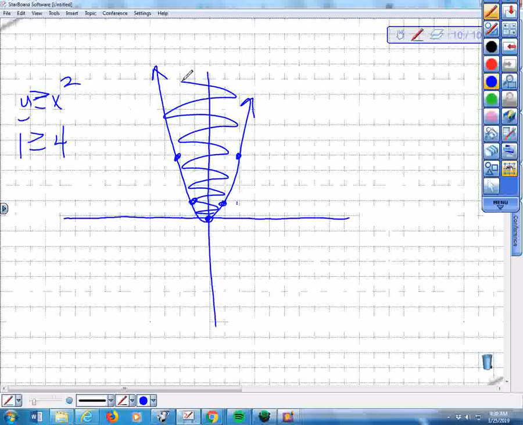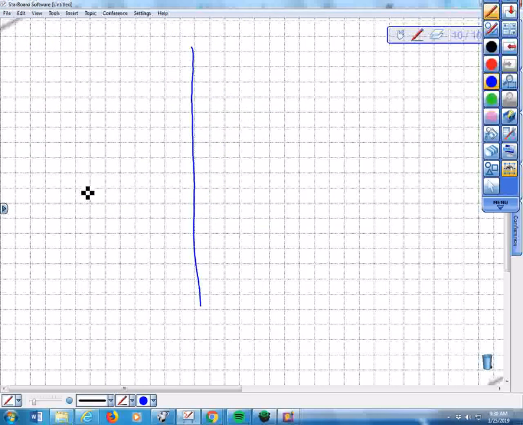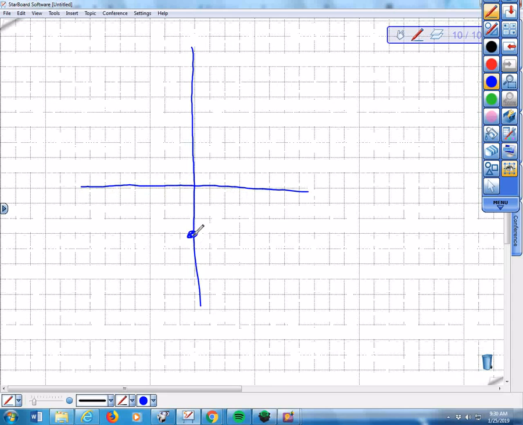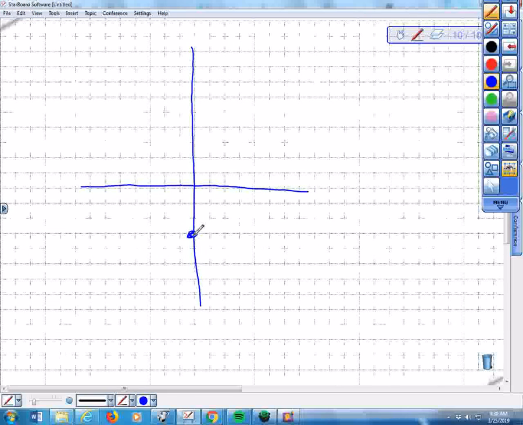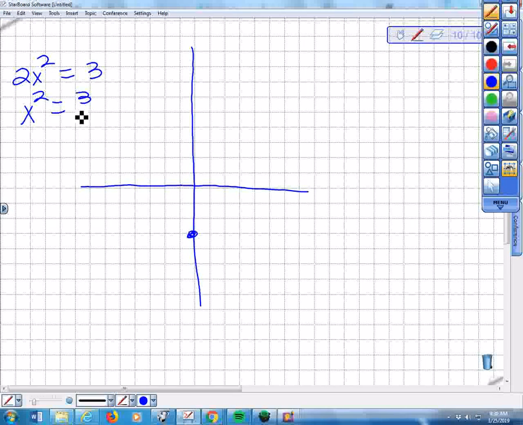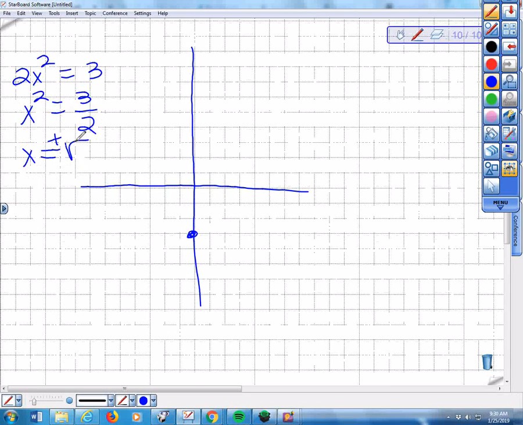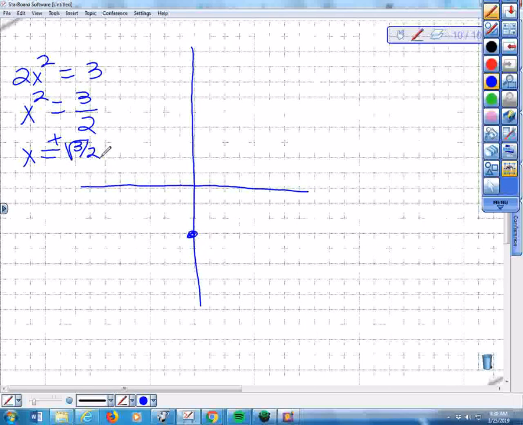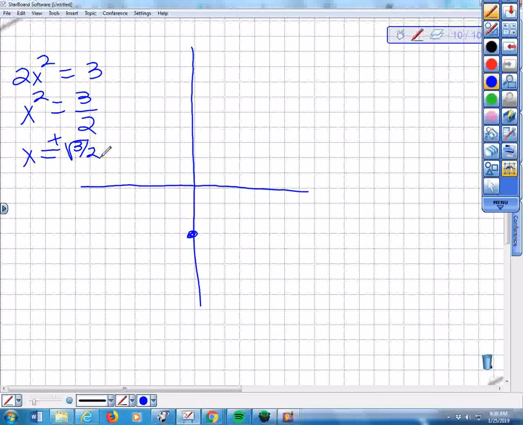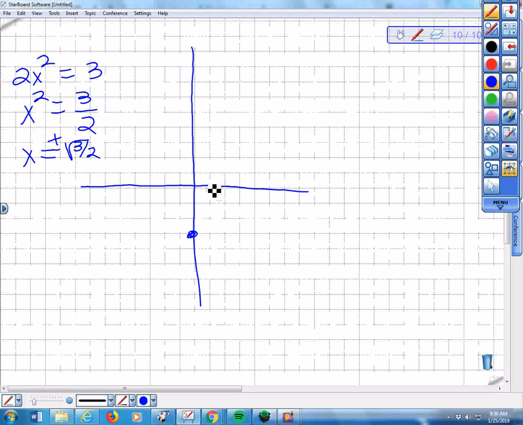Next one, y equals 2x squared minus 3. What is my y-intercept? Negative 3. 1, 2, 3. And what could I do here? I could solve for the zeros. So x is equal to plus or minus the square root of 3 over 2. Well, just a real quick calculation. Square root of 1.5. It's 1.2 about. So my zeros happen here and here.